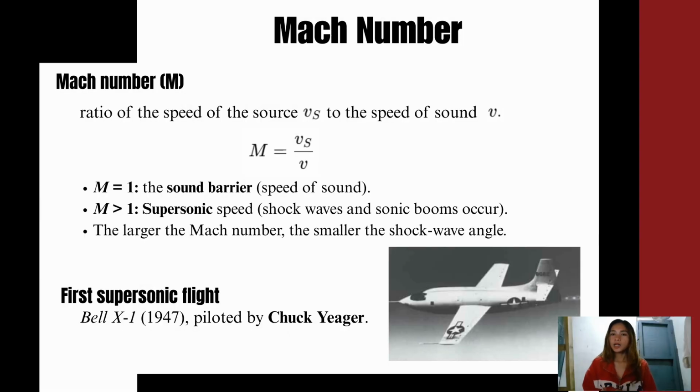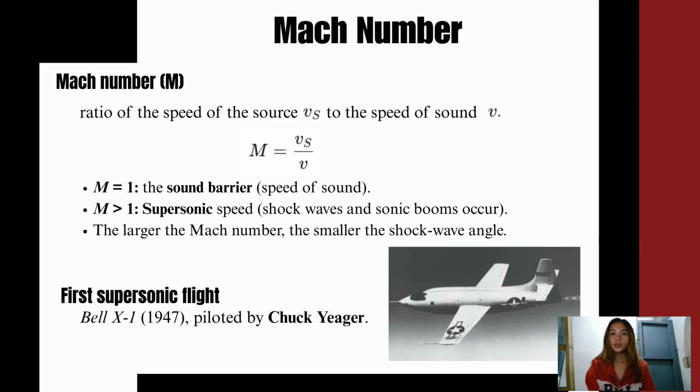Good day everyone, I'll proceed by explaining the Mach number. The Mach number, written as capital M, is the ratio between how fast an object moves and the speed of sound. So it helps us understand if something is slower than, equal to, or faster than sound. The formula is M equals v divided by vs, where v is the speed of the object and vs is the speed of sound.